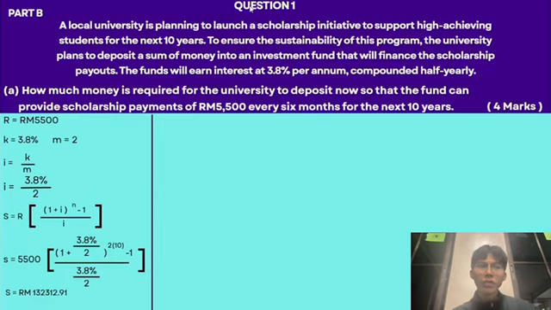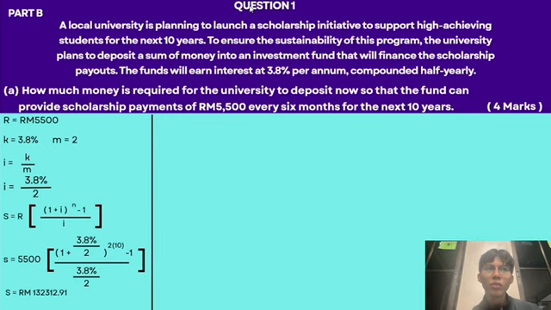Next, we use the first formula of NET and we simplify and put in all of the information we got. Don't forget n equals m times t. So m is 2, t is 10 years. Now the answer is S equals RM132,312.91.